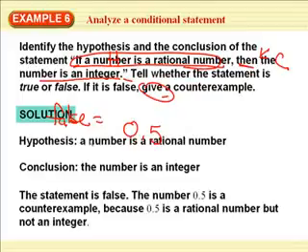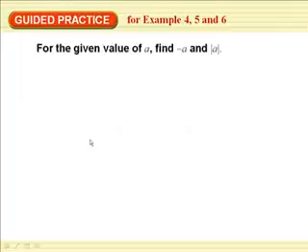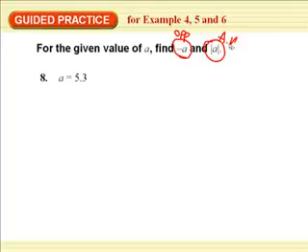All right, so let's check out some guided practice. It says, for the given value of A, find the opposite of A and the absolute value. They're asking us to find the opposite here, and here they're asking us to find the absolute value. I need you to be really careful on your assignments so I know which is which: which is the opposite and which is the absolute value. Make sure you label them some way.